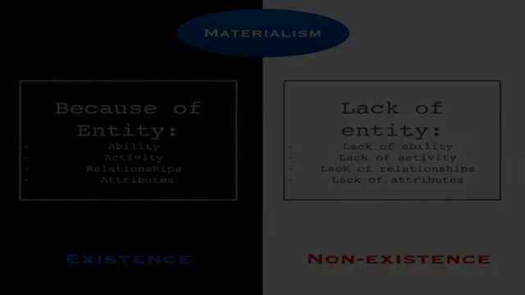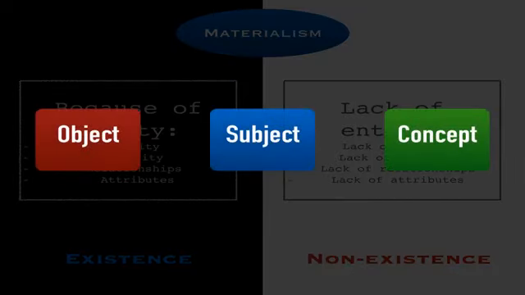Let's focus on the following terms: object, subject and concept. And let's see if we can make some distinctions from which we can construct a more concise, more meaningful and more useful ontology. Because we haven't yet answered the question, what is material? But we have taken the most basic step we need to take in order to answer that question.